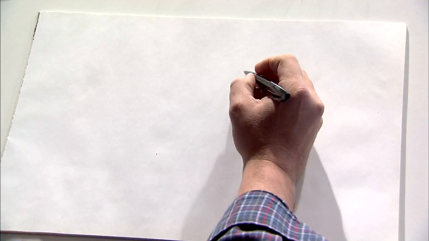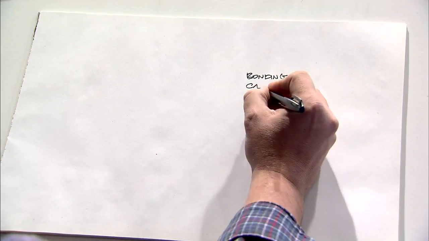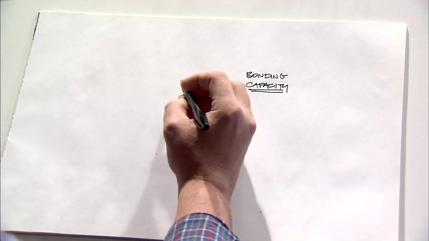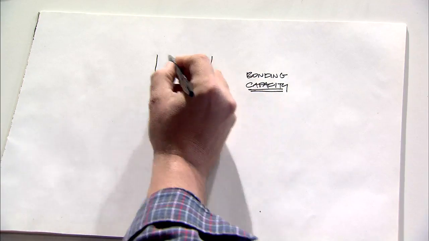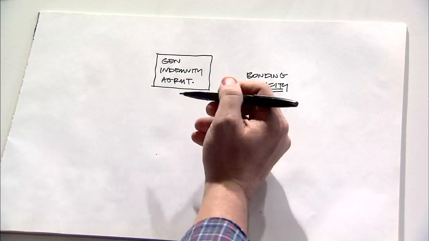One of the keys to a contractor's ability to conduct business is defined by his bonding capacity. In other words, his ability to have a surety provide payment and performance bonds for him. And all of that centers around the general indemnity agreement that's executed between a contractor and the surety.